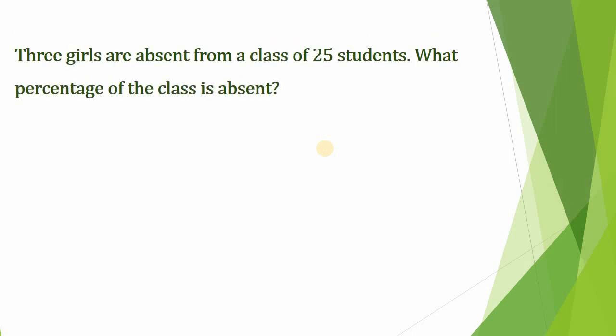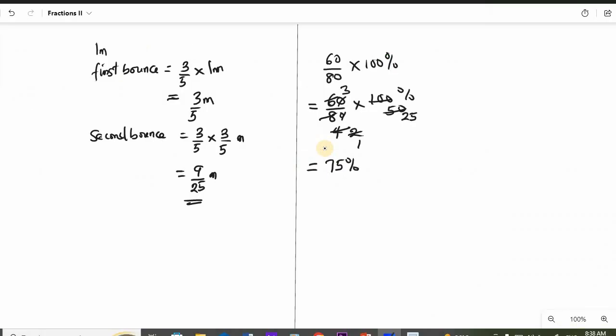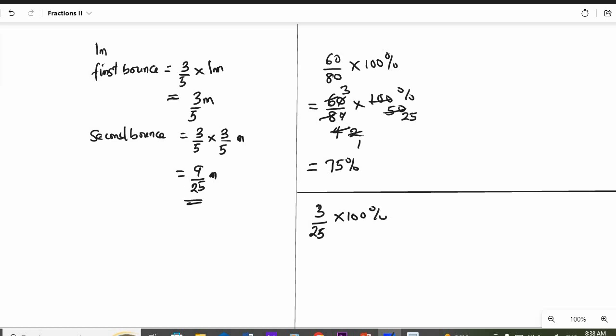Next one. 3 girls are absent from a class of 25. What percentage of the class is absent? Pretty easy as well. Okay. All we need to do here is to say 3/25 times 100%. So 5 goes here 5, 5 goes here 20, 5 goes here 1, 5 goes here 4. So this is 12%. That's the answer.